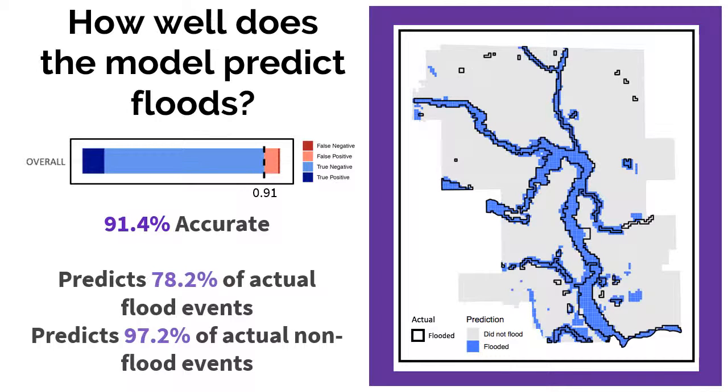We correctly predicted whether or not there were any floods in over 91.4% of Calgary. Our model performs really well at identifying sites that did not flood, predicting 97.2% of actual non-flood events. Although not as well, our model still predicts 78.2% of actual flood events.